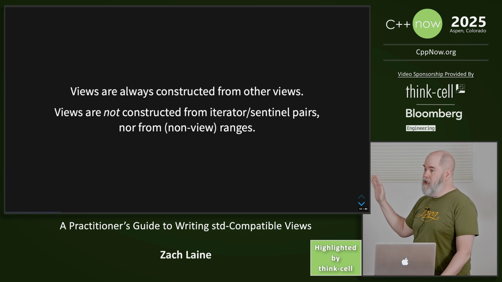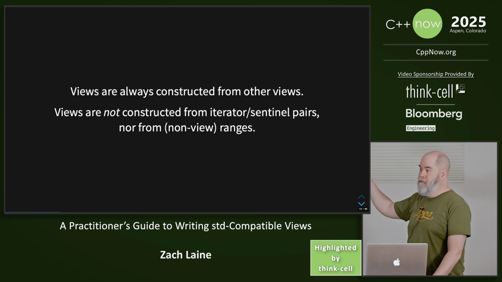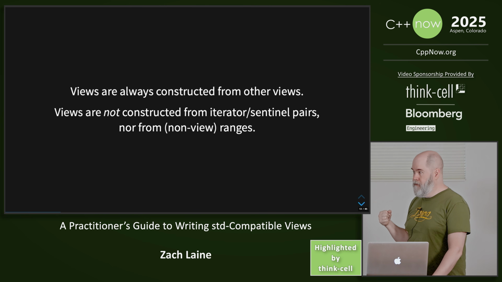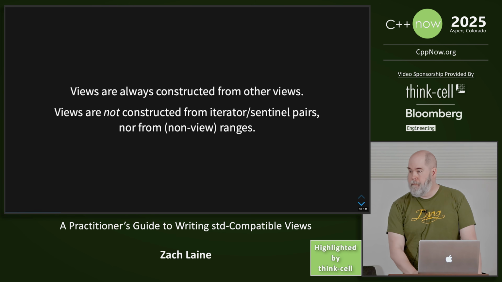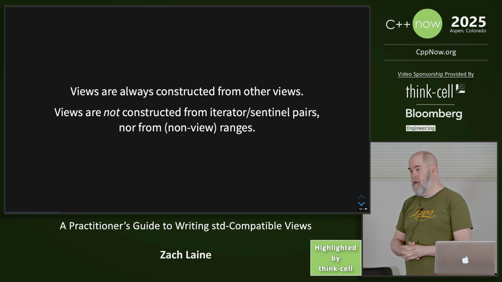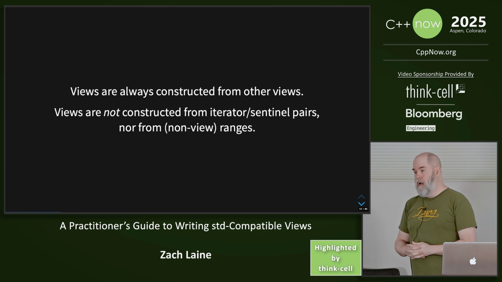Now, this was the first thing that really surprised me. This was the first thing that I had violated before I had those rounds of emails with the folks from SG9, right? I had a view that was essentially constructed from an iterator sentinel pair, and that is not the way we do things. Okay. So one way to think of it is, if I have a view, oh, this just came from somewhere else. This is a view, it's from something else.